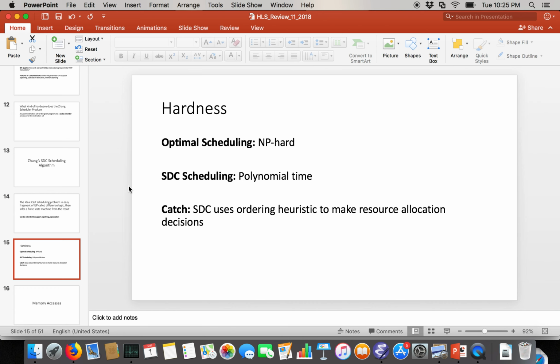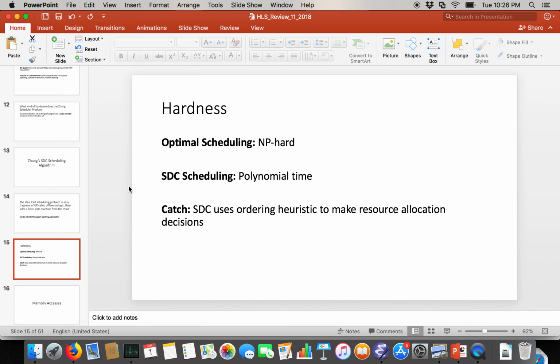Because it's very well known that the optimal scheduling problem, coming up with a minimum latency schedule for a computation given limited resources, is NP hard. And similarly, the problem of coming up with a resource use optimal solution to a scheduling problem given a time constraint is also NP hard. So what's the catch, right? How are we solving an NP hard problem in polynomial time? And the catch is that we actually use a heuristic to make resource allocation decisions when there's resource conflicts.